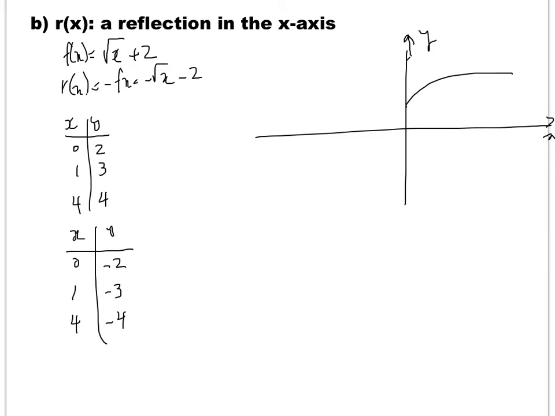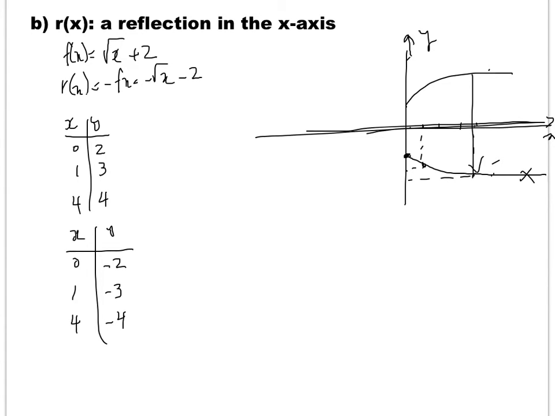And if I plot it, when x is 0, y is negative 2, which is here. When x is 1, y is negative 3, which is here. When x is 4, y is negative 4, which is here, which is going to be something like this. Now, you can see it is easily obvious that this graph is a reflection of the original graph on the x-axis, and you get the new graph.